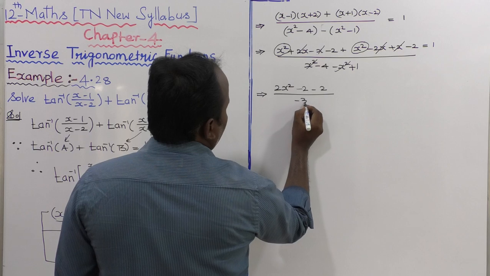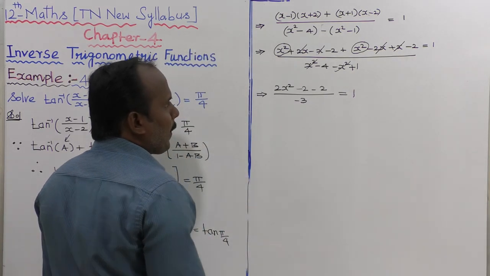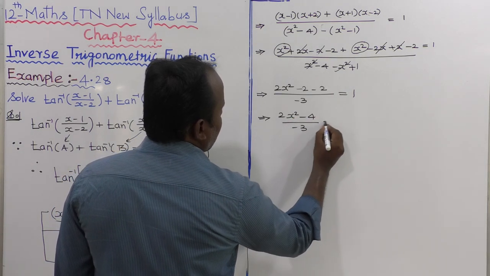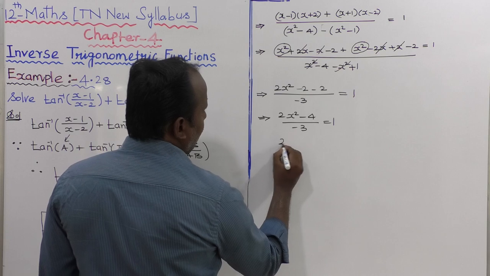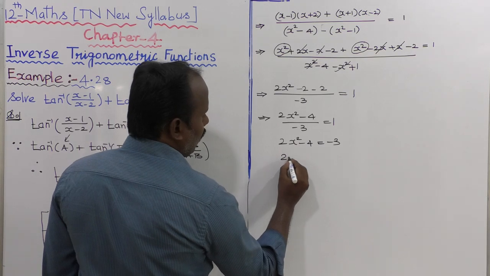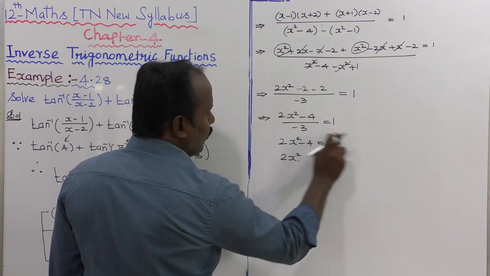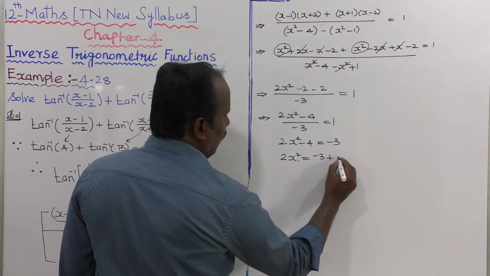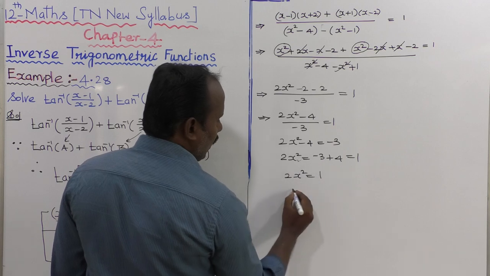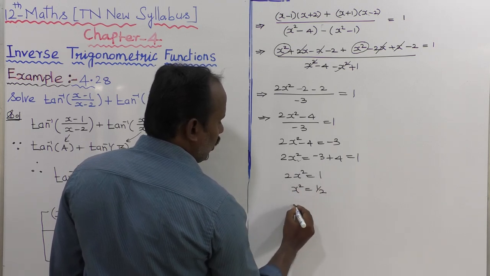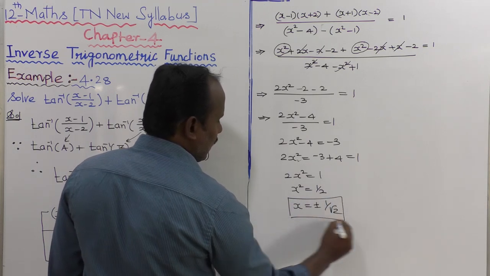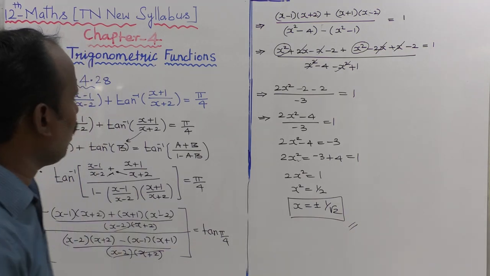So the denominator is minus 3, equal to 1, which implies that (2x square minus 4) divided by minus 3 is equal to 1. Cross multiplication: 2x square minus 4 is equal to minus 3. Moving 4 to the right side, minus 3 plus 4 is equal to 1. Now 2x square is equal to 1, x square is equal to 1 by 2, x is equal to plus or minus 1 by root 2. That is the answer: x is equal to plus or minus 1 by root 2.